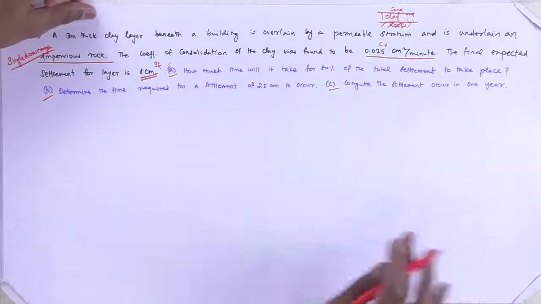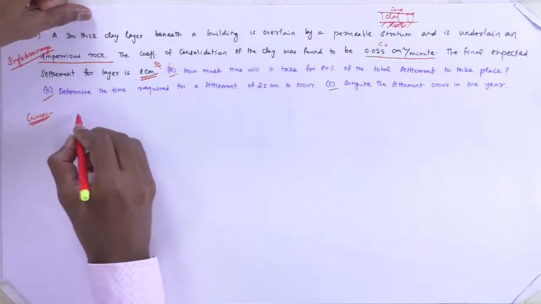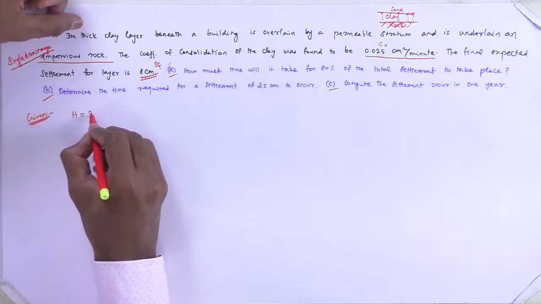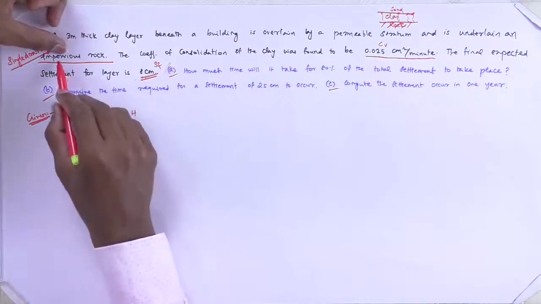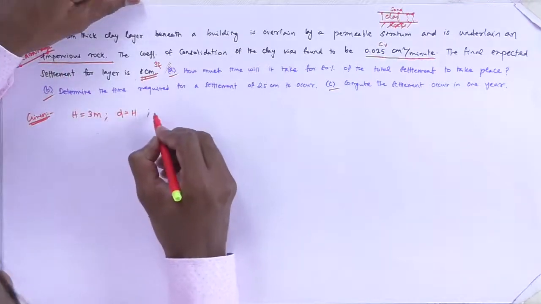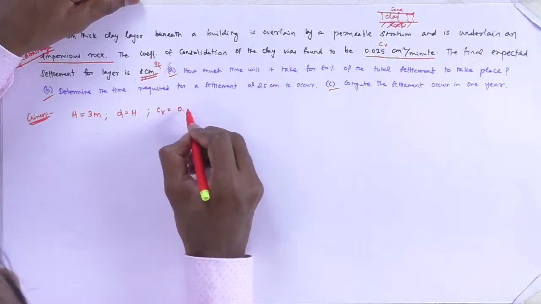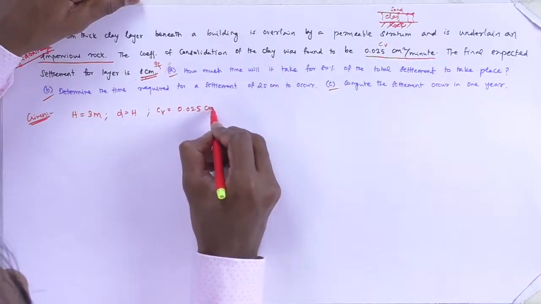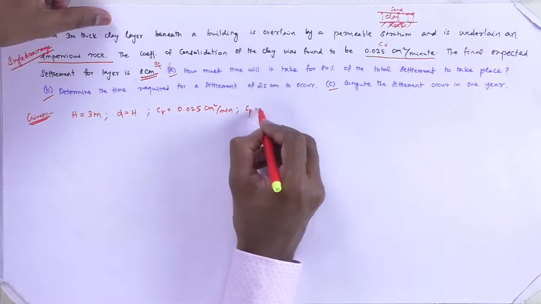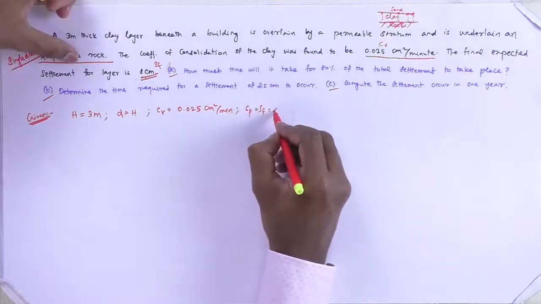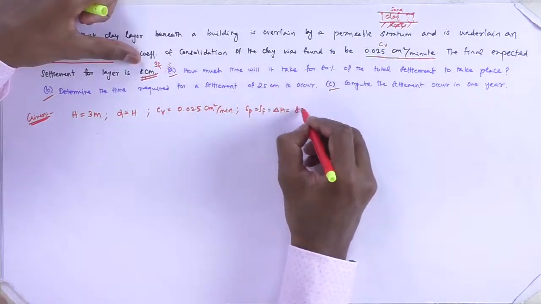Starting with this, the given data: height is 3 meter, and D is equivalent to height because it is a single drainage system. What they have given is CV, 0.025 centimeter square per minute, and final settlement, or delta H, all these three are the same, 8 centimeter.